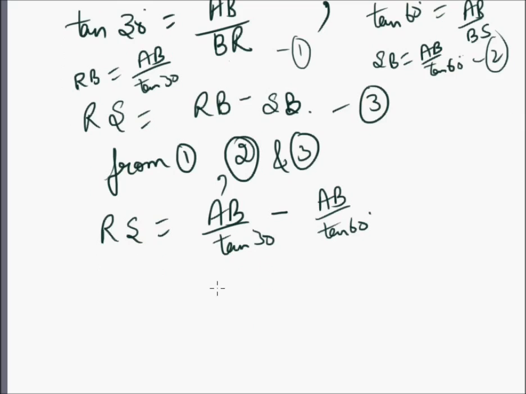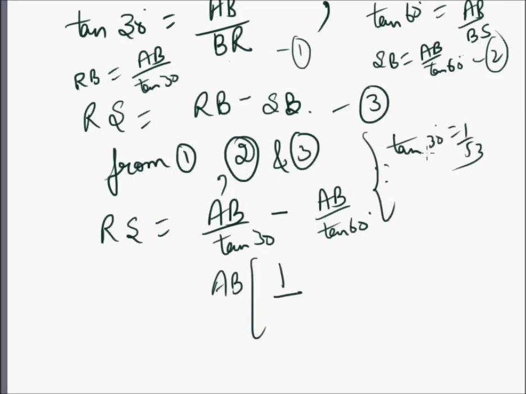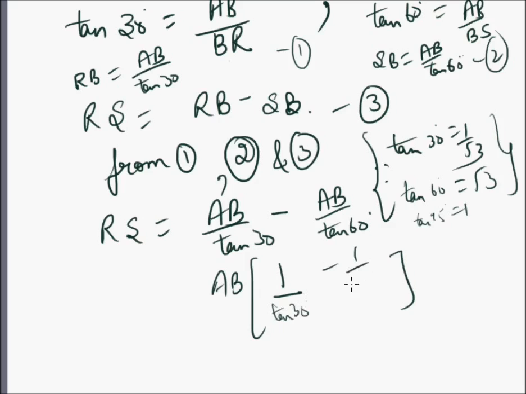Now AB is common and tangent 30 degree, my dear friends, is 1 by under root 3, whereas tangent 60 degree is root 3. You have to remember both the terms. In fact, these two terms are the most used terms in trigonometry, and tangent 45 is nothing but 1. So here AB common, and we have AB over tangent 30 degree minus tangent 60 degree, that is 1 by under root 3 minus under root 3.